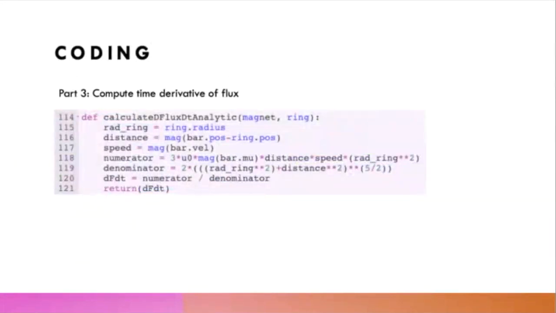In the next section of the code, I created a function for the time derivative of flux through each ring as a result of the moving magnet. Ohm's law states that resistance is equal to the EMF divided by the current. In the case of our experiment, the EMF for one loop is equivalent to the time derivative of magnetic flux. Thus, the current in the ring is equal to d flux divided by resistance.